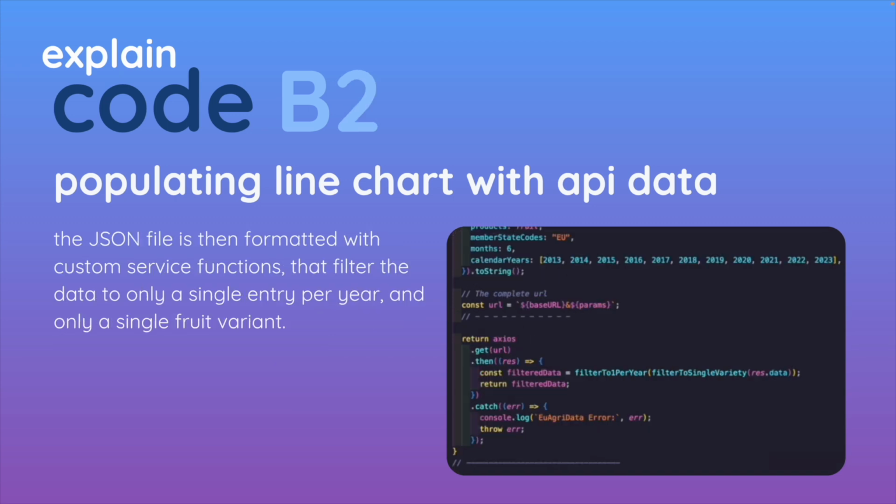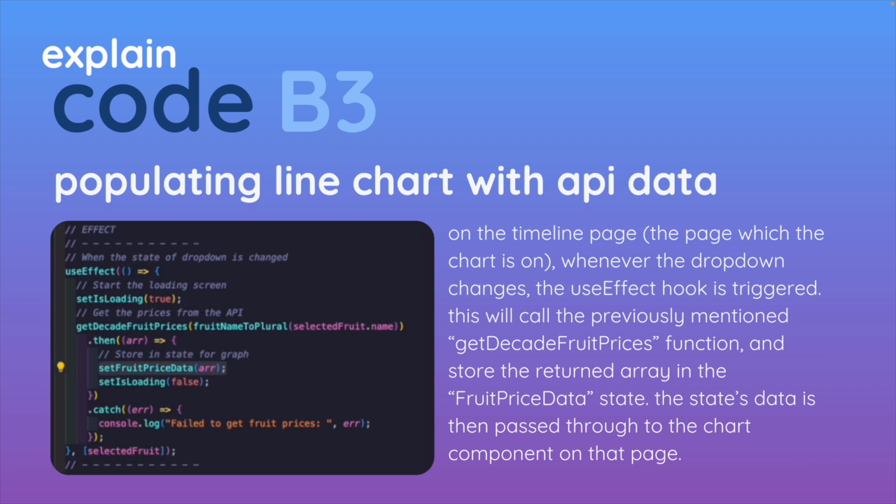This information that I get, I'm filtering with my custom service functions. One filters it to only one entry per year, and the other to a single fruit variety or variant. And then on the timeline page, this is where that chart is. Whenever the dropdown changes, this useEffect React hook is triggered, as you can see, with the selected fruit state. What this will do is, first of all, set the loading state, so there's a loading screen that will display, and then it will get the fruit prices. That is the function that I just showed you.